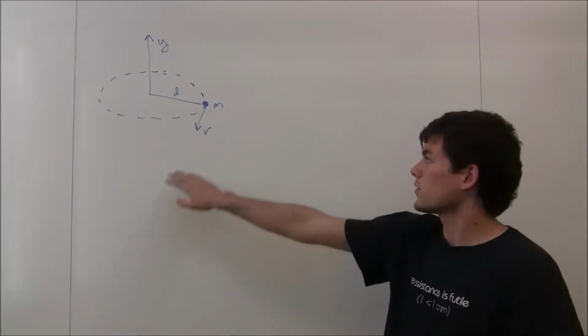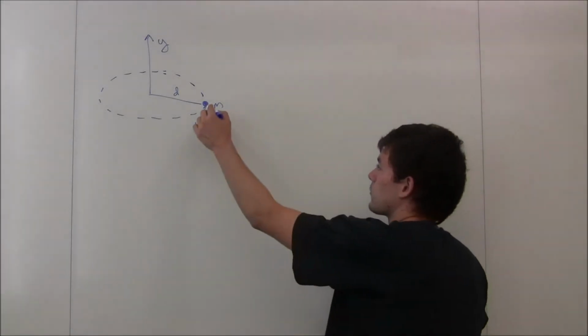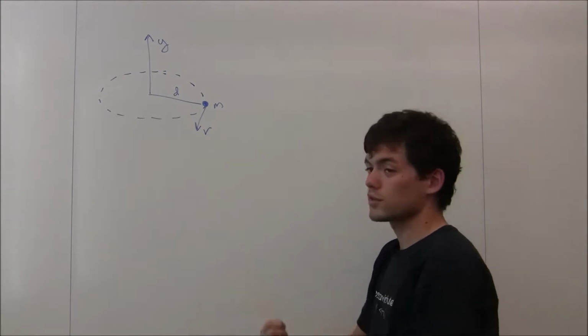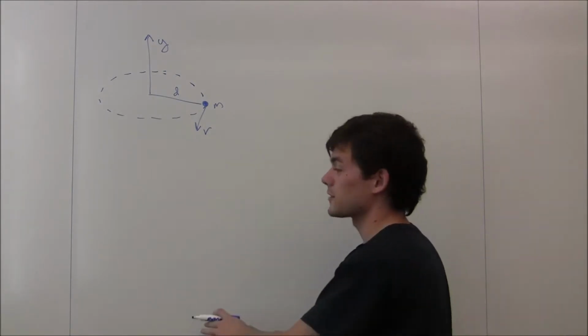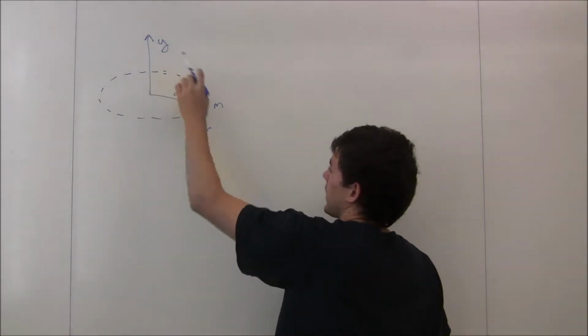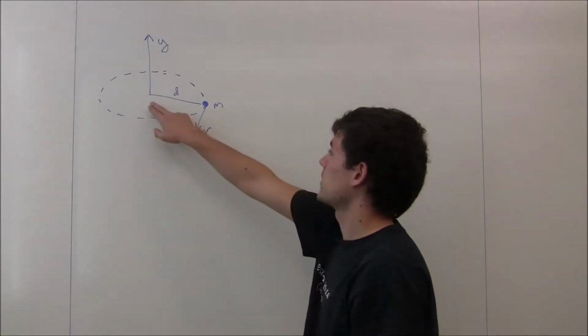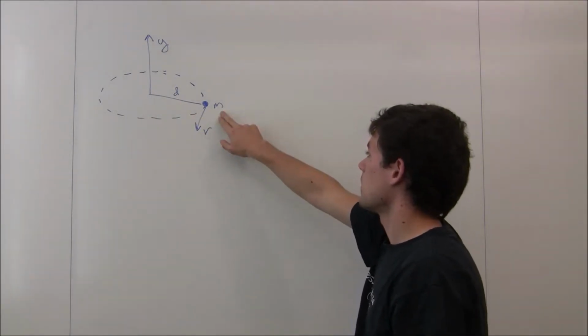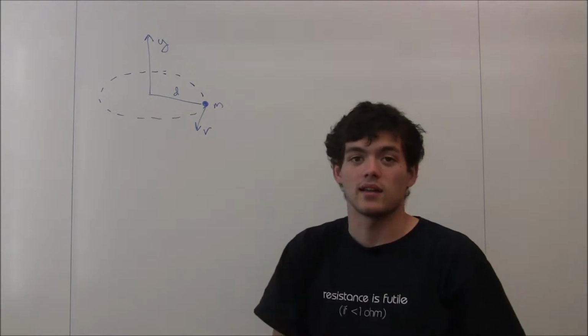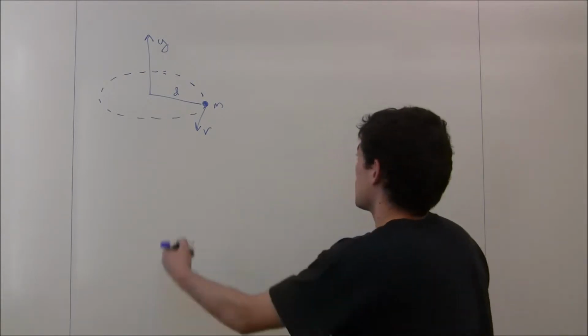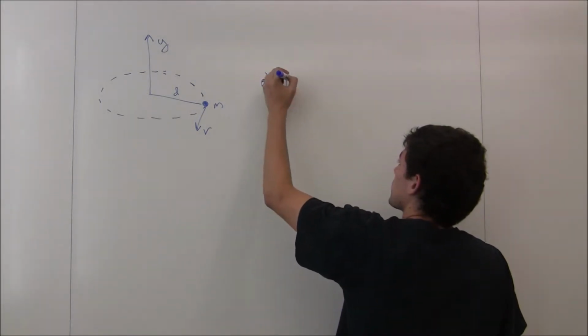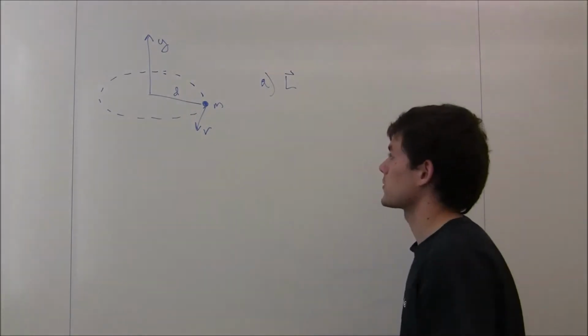So in this problem, we're given a situation that looks like this. We have a rock of mass m that's being twirled in uniform circular motion in gravity-free space about the y-axis. It's being twirled at a distance d, and it's moving at a linear velocity v. So in part A, we're asked what the direction and magnitude of the angular momentum vector is going to be.